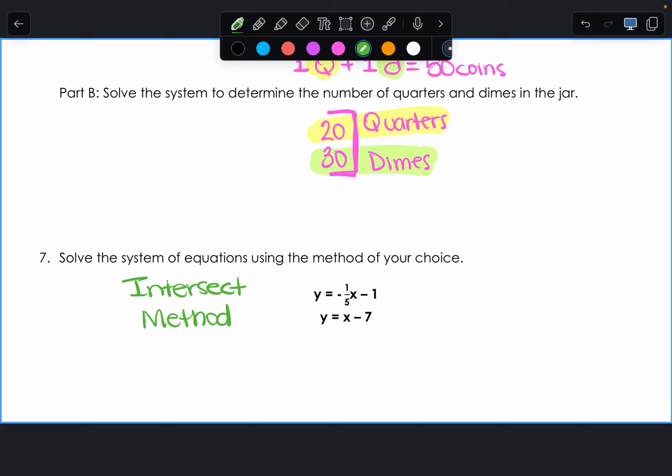Intersect. And at the bottom, remember, once you press enter 3 times, it has to say intersection. If it doesn't say intersection, it's not giving you the intersection points. Second trace, 5.